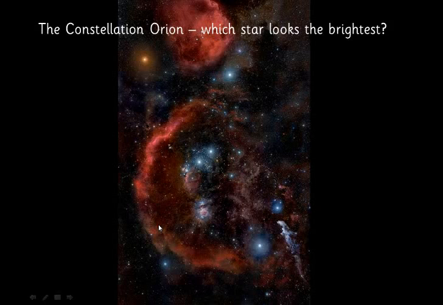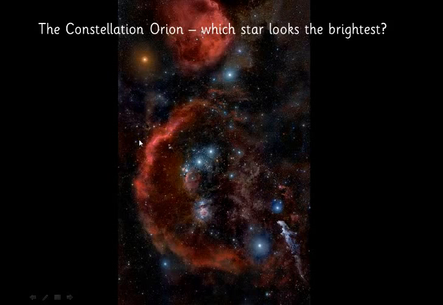Okay, so let's have a little look at an example. This is the constellation Orion, the Hunter. It's got 4 bright stars at its corners, and Orion's belt in the middle, and a sword hanging down here. Just going to look at a few of these stars. Which one's the brightest?